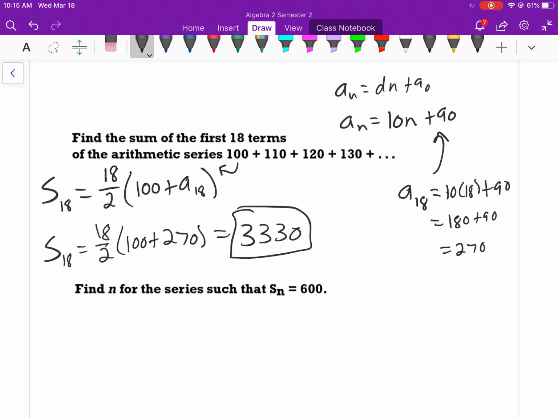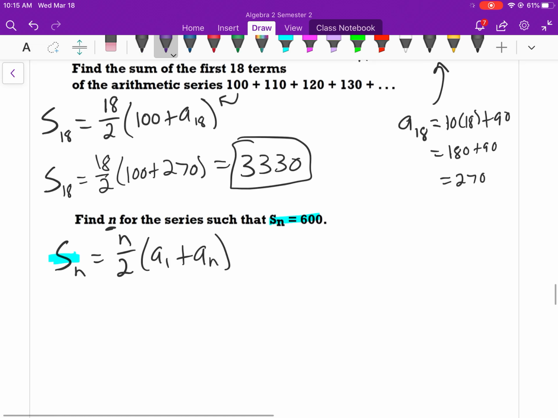Now, a little bit harder. Find n for the series such that S sub n is equal to 600. So, if we think about our formula, S sub n is equal to n over 2 times a1 plus a sub n. Now it says find n. So now I don't know what n is, but I do know what the sum is. I want the sum here to be 600, so I'm going to replace S sub n with 600.